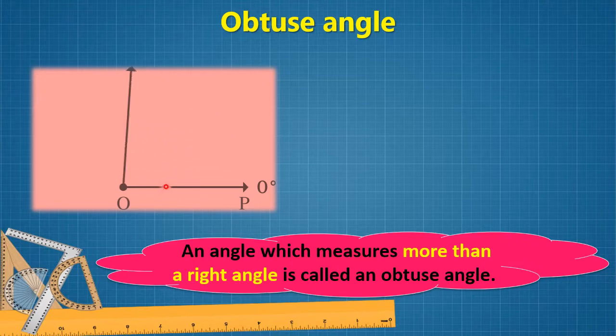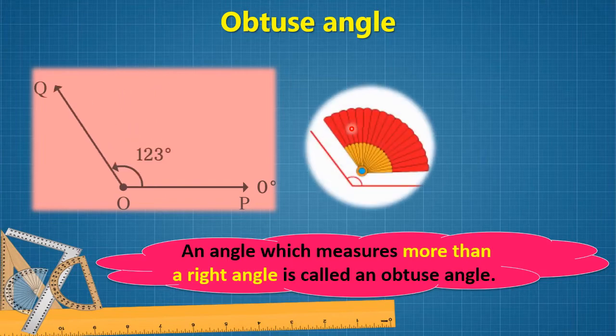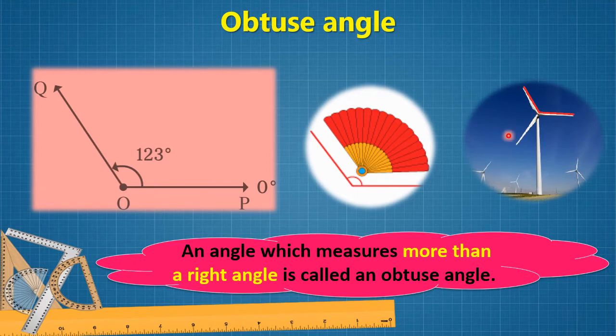You will find many examples of obtuse angle around you. Here is one example. You can see a hand fan in the picture. You can see the edges of the fan makes obtuse angle with each other. Also, in the second picture, you can see the blades of a windmill makes an obtuse angle with each other.